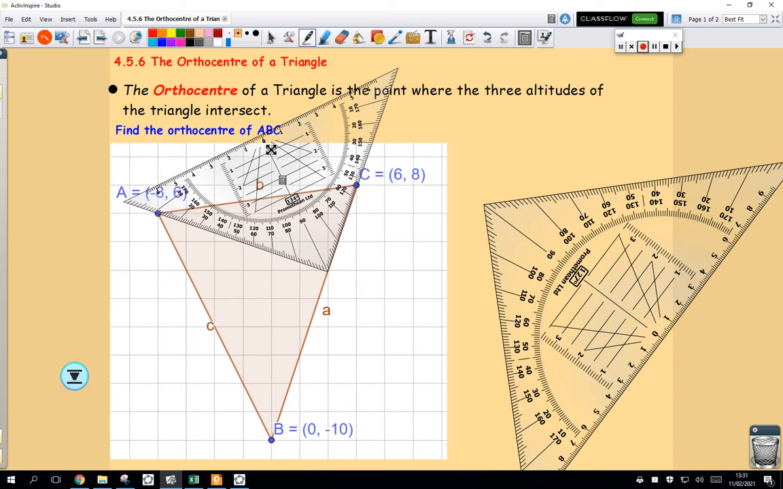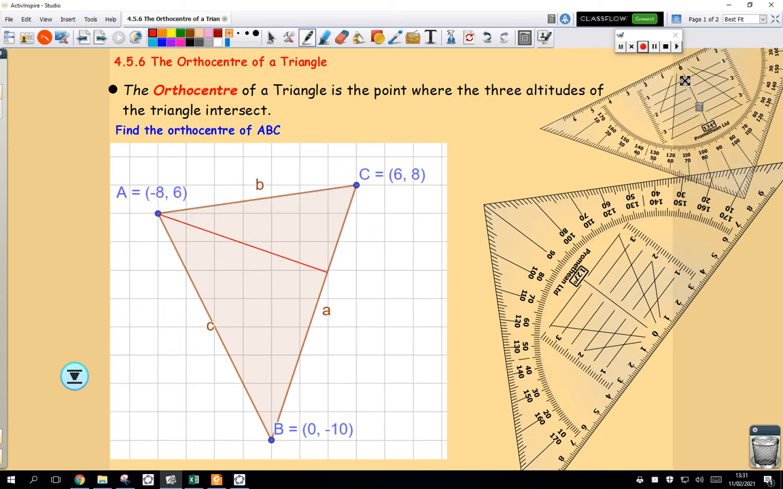Once I have that and I'm happy with it, then I can put in my altitude. So connecting that point there along here, perpendicular to the side opposite. Remember, the set square is giving me the perpendicular. So that's one altitude.